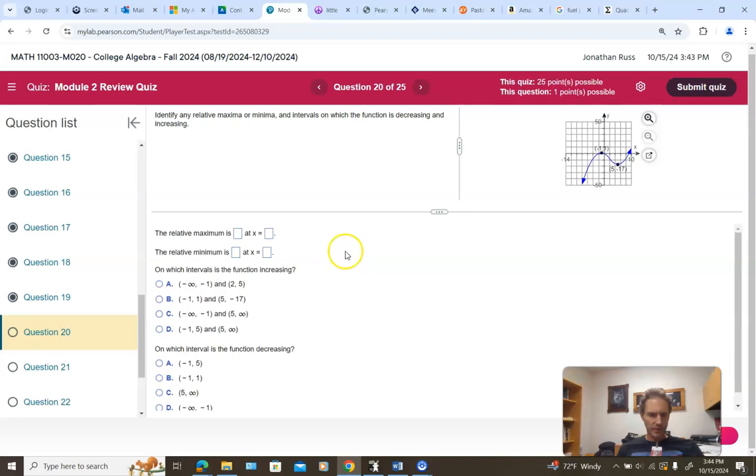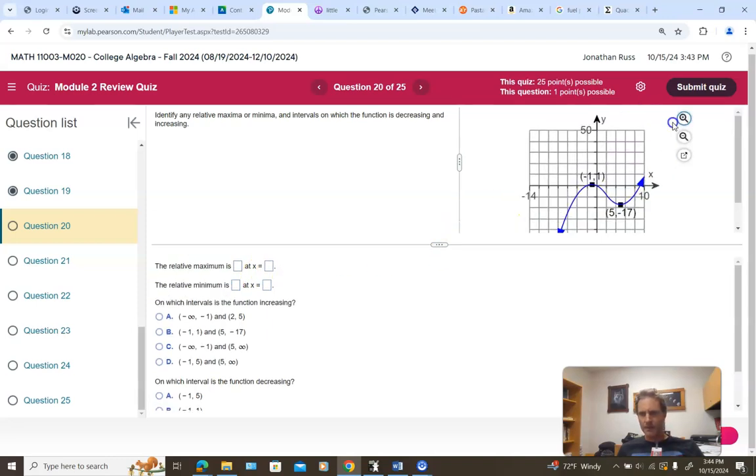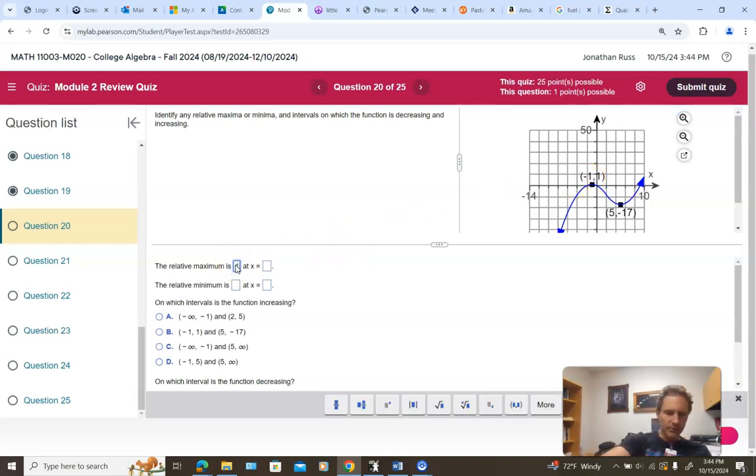All right, number 20. The relative maximum. So let's zoom in on this. The relative maximum is right here. So the relative maximum is 1 whenever x is negative 1. And then the relative minimum, this is the relative minimum, it's negative 17 whenever x is 5. So negative 17 at x equals 5.